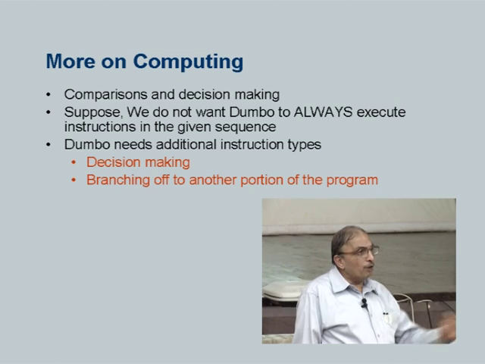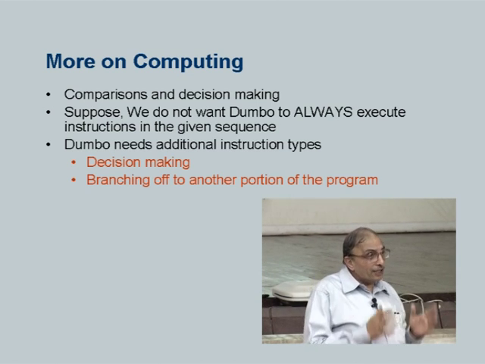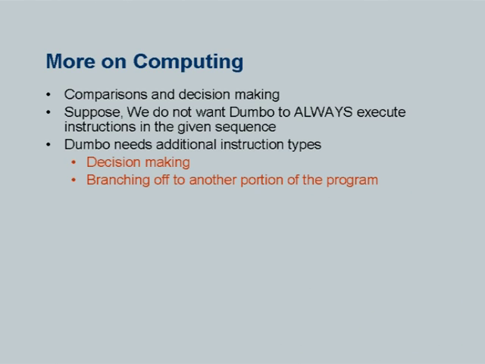Normal instruction is keep going straight. But if there is something else that is happening which is not perceived originally, then don't go straight, turn right. Now this kind of decision making capability has to be available with Mr. Dumbo even for computational purposes. So that is what we mean by saying that if we do not want Dumbo to always execute instructions in the given sequence, then Dumbo needs some additional capability.